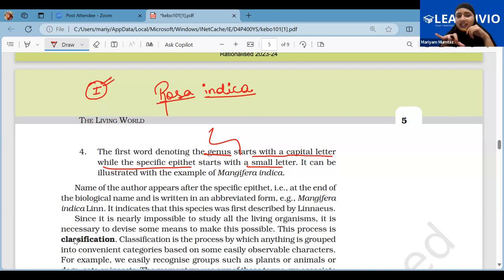After the class is done, you can check it on your laptop also. When you click on it, you'll see all the words go like this. It will be slanted. Okay, that is italics.